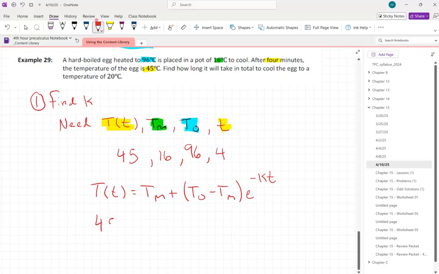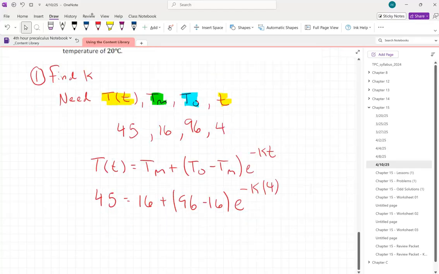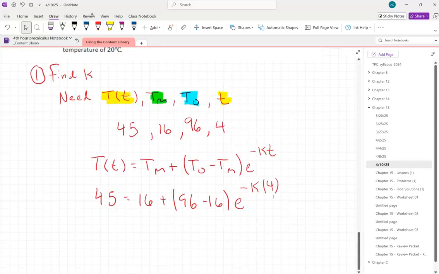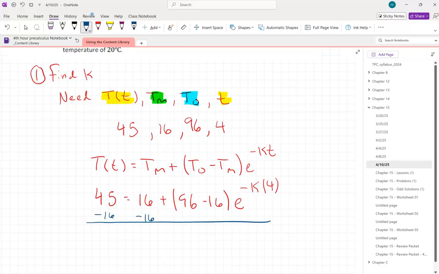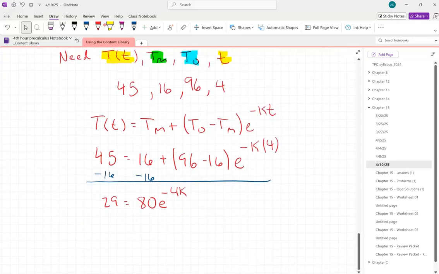So we have 45 is equal to 16 plus 96 minus 16, e to the negative k times 4. So far, so good. Now that we've got this set up, we're just going to solve for k. So subtract 16 from both sides. So that's going to be 29. 96 minus 16 is 80. And then we'll divide by 80.